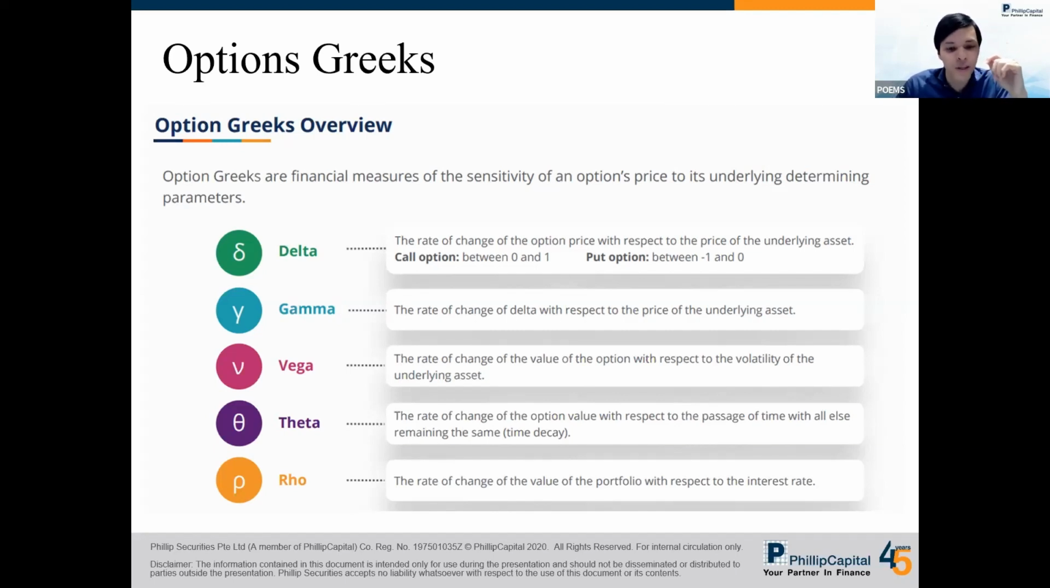Lastly, we have rho, which is the estimation of the change in option price with respect to an increase or decrease in interest rate.